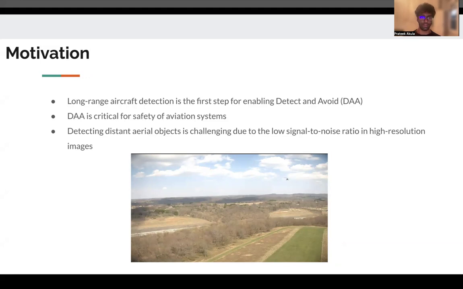Detecting distant aerial objects is challenging, however, due to the low signal-to-noise ratio in high-resolution images. When an object is far away, it takes up a low feature space in pixels compared to the whole image, and because of that, it can be very hard to spot. In addition, common practices like downsampling an image to feed into a network are unfeasible, because when you downsample the image, we might lose important features of the object, or we might even lose the object itself as a result of the downsampling. Because of this, we need a framework that can process high-resolution images.